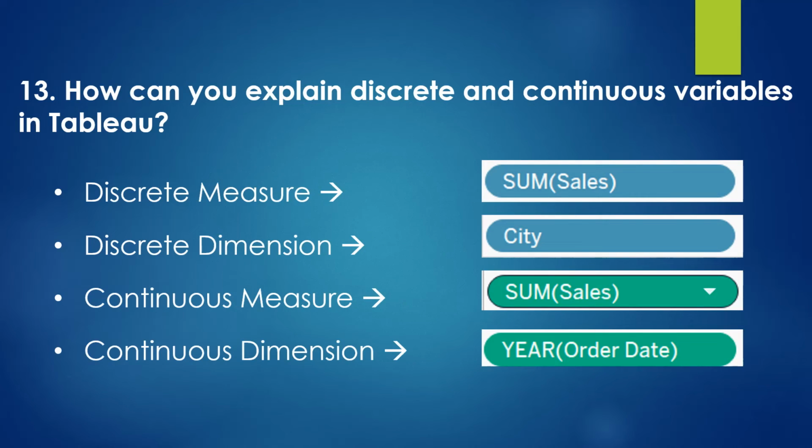As you can see here, the discrete measure is presented in blue. We have sum of sales. The discrete dimension is also presented in blue, for example, city. The continuous measure, sum of sales, is represented in green. And for the continuous dimension, we have the year, and it is represented in green. So this is just to distinguish between discrete values and continuous values from the colors. And as we have said, both the measures and the dimensions can be either discrete or continuous.